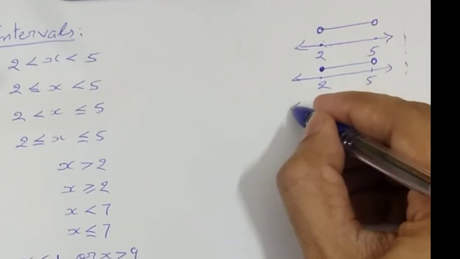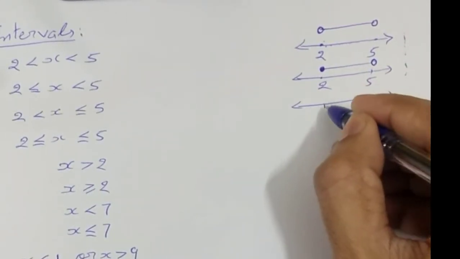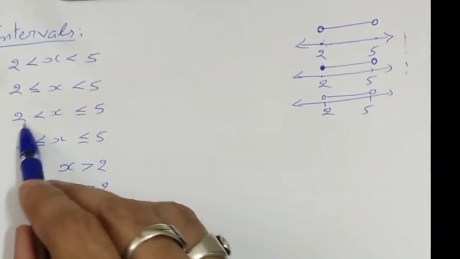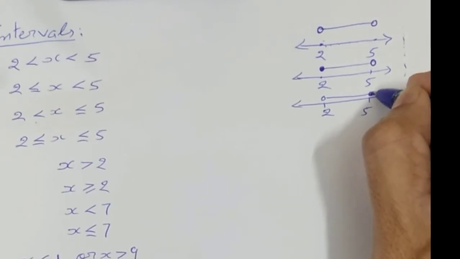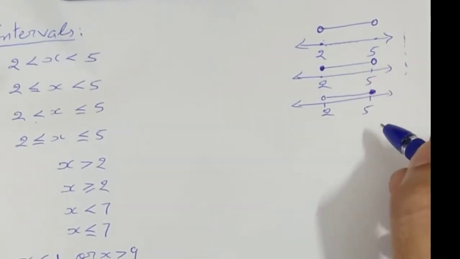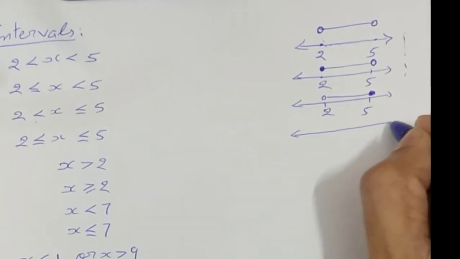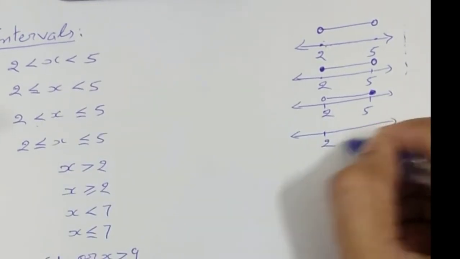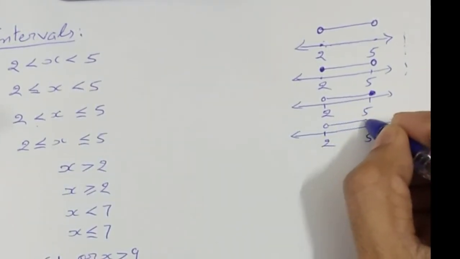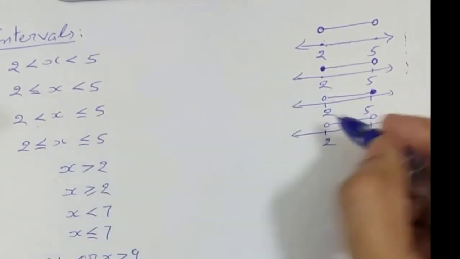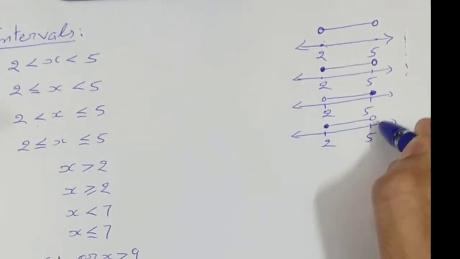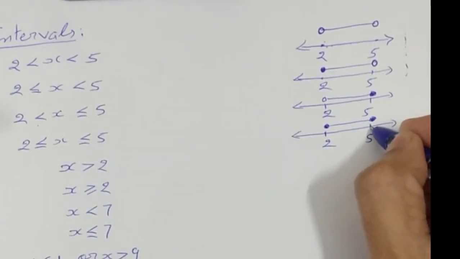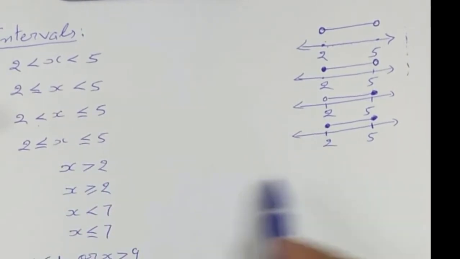And for this one, the diagrammatic representation could be 2, 5, all numbers between 2 and 5. 2 is not to be included, 5 is to be included. So I put a dark circle over here. For 2, this is a hollow circle. In this case, I have taken the same numbers in every case. This is 2, 5, all numbers between 2 and 5. 2 is to be taken, so in place of the hollow circle, we have a dark circle. 5 is also to be taken. We put a dark circle for this. This is how we are going to represent this in the diagrammatic form.